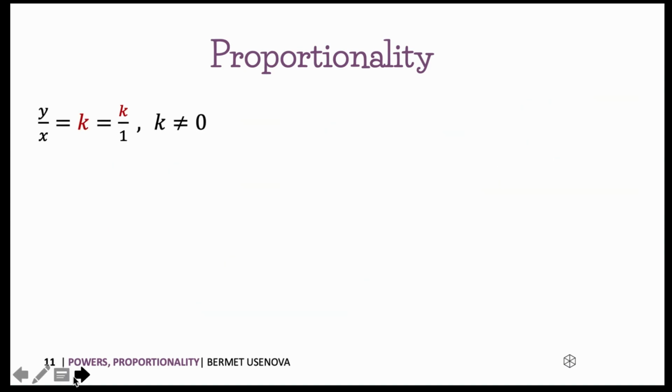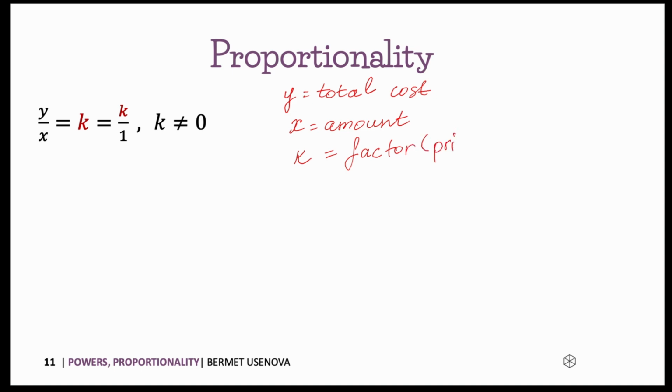This is a proportionality equation where y is total cost of apples, x is amount of apples we want to buy, and k is a proportionality factor, which is in our case price per 1 kilo. We can also rewrite it as the following. In order to find out the total cost, we need to multiply price per 1 kilo by amount of apples we want to buy. And price per 1 kilo in our example was equal to €3.